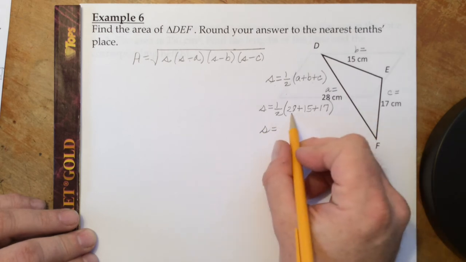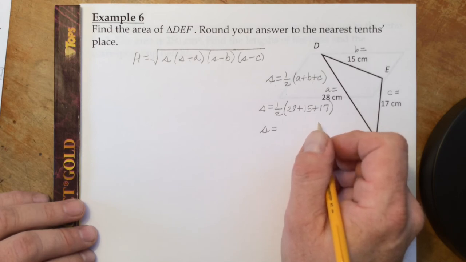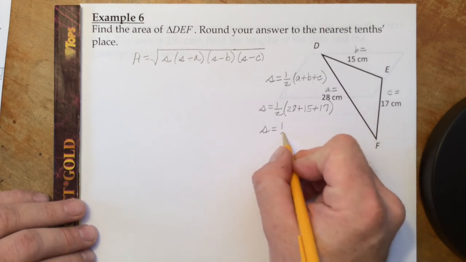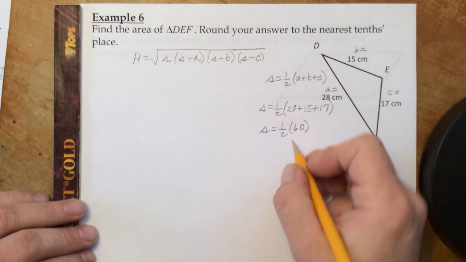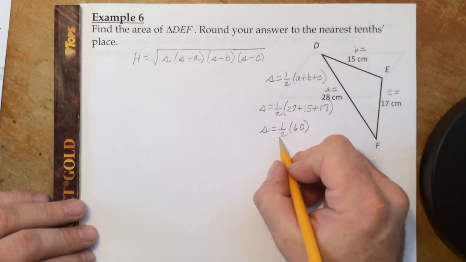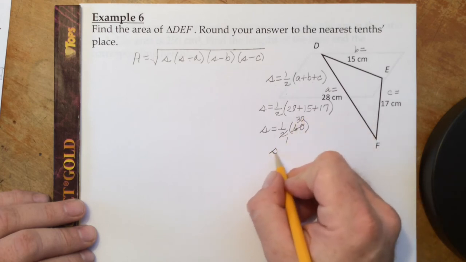Before we can take half of that, we need to add those together. So we sum those up, and we get 60. So 1/2 of 60, or 1/2 times 60. 2 and 60 are divisible by 2. 2 goes into 2 once, 2 goes into 60 30 times. So S is 30.